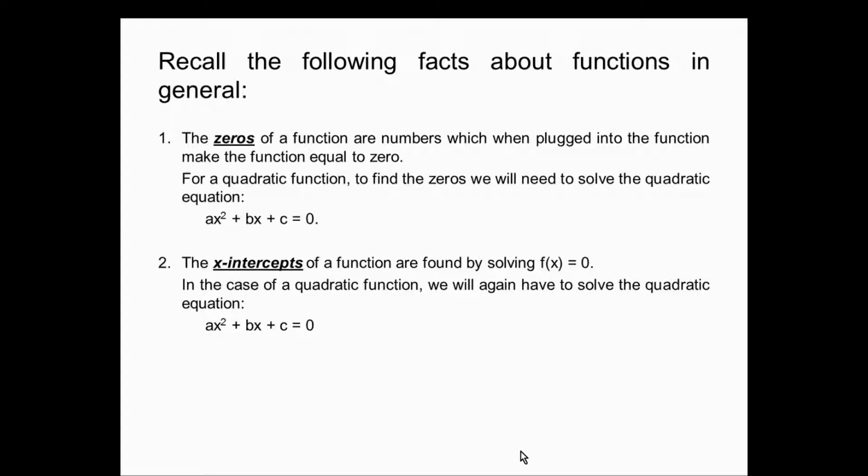The x-intercepts of a function are found by solving f of x equals 0. So in the case of a quadratic function, we'll again have to solve the quadratic equation, ax squared plus bx plus c equals 0. Remember, to find the zeros, to find the x-intercepts, is the same procedure, no matter what the function is. The difference is the zeros are numbers, x-intercepts are points. Number 3, the y-intercept of a function is found by evaluating f of 0. Remember, that's for any function. You evaluate f of 0. So for a quadratic function, you're also going to evaluate f of 0.